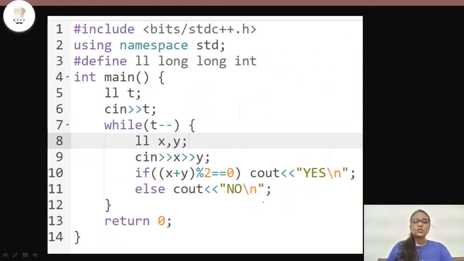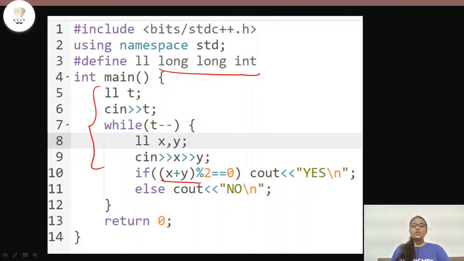So guys, the code will be a very simple one in this case. These are just the inputs, and I've taken long int here because of the large values, and you're only supposed to check whether x plus y is even or not. If it is even, then the answer would be yes, else the answer would be no. So that's it. That was the problem, and I hope that you have understood it.